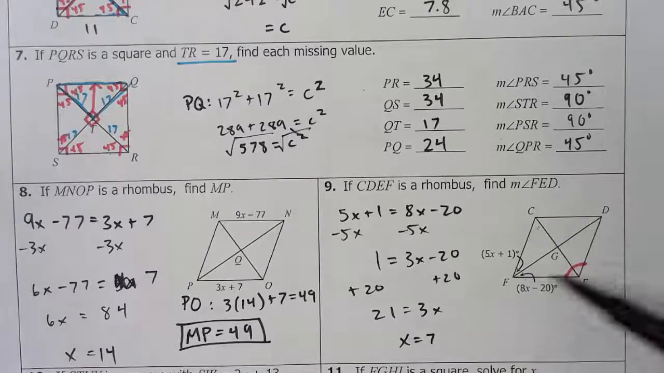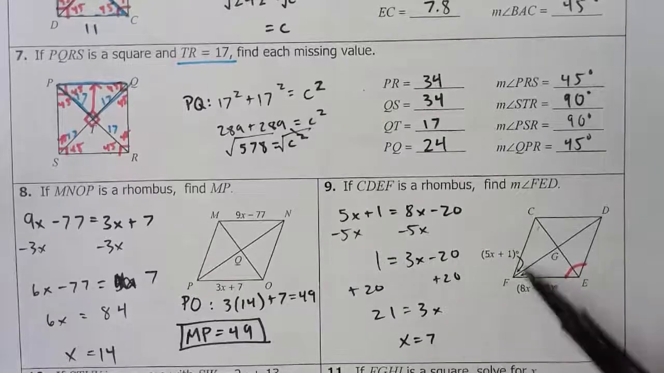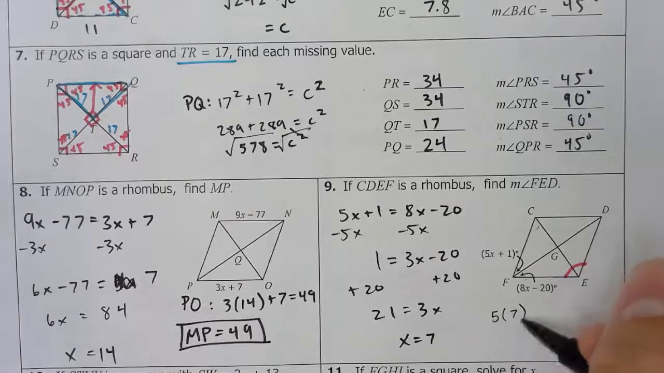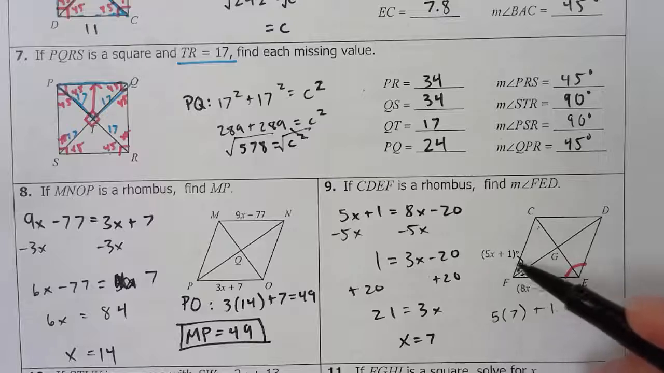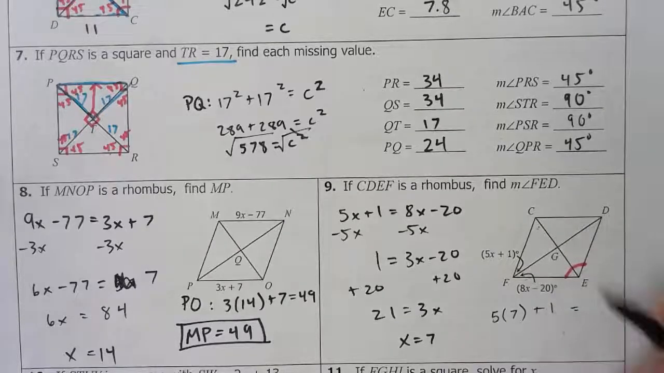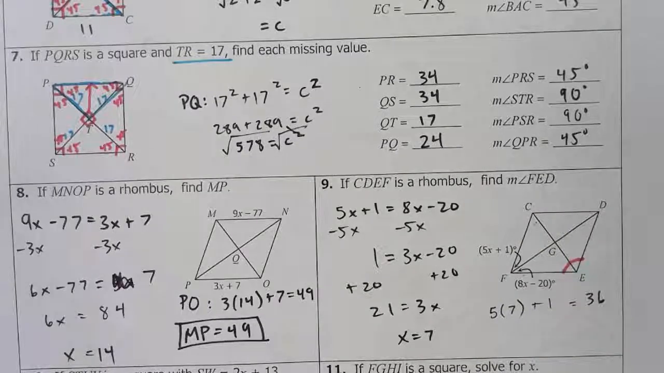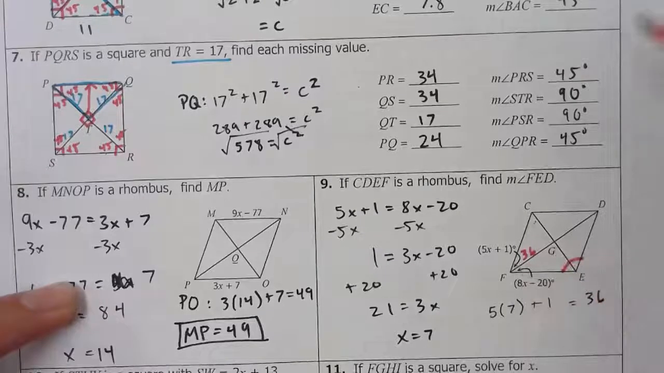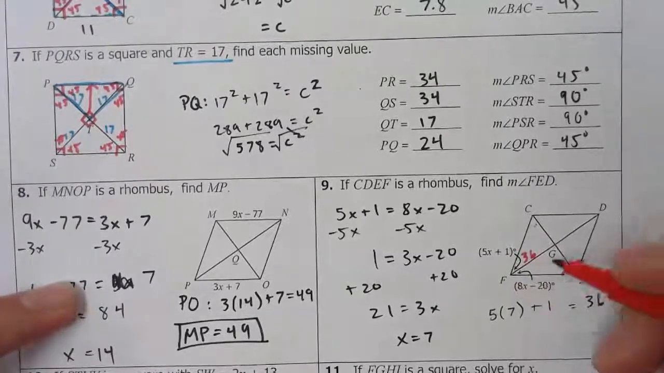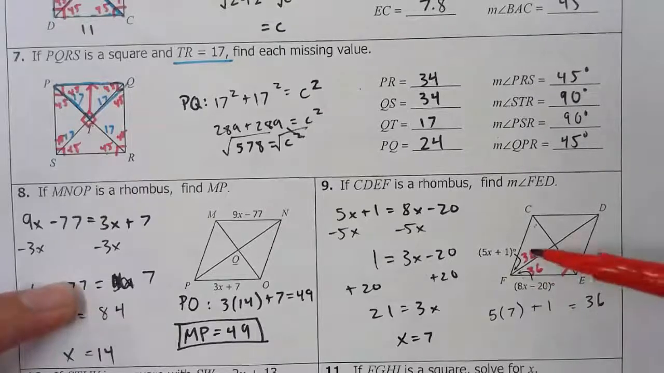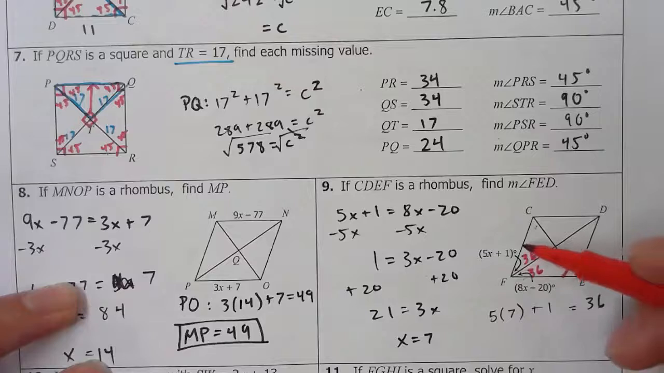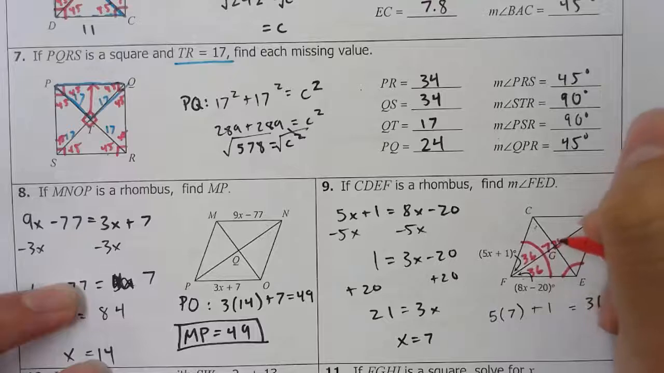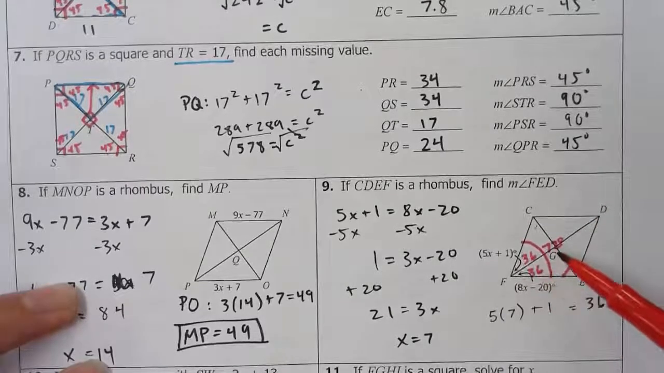So to find FED, I can plug my x that I found into either angle here. Let's plug into this one. So 5 times 7 plus 1. Again, I'm plugging into the top one. So I get 35 plus 1, and I get 36. So this angle here is 36. And I know, again, that my angles are cut in half by the diagonal. So this one is also 36. 36, 36. That gives me an entire angle of 72. Okay, so then the entire corner here is 72 degrees.